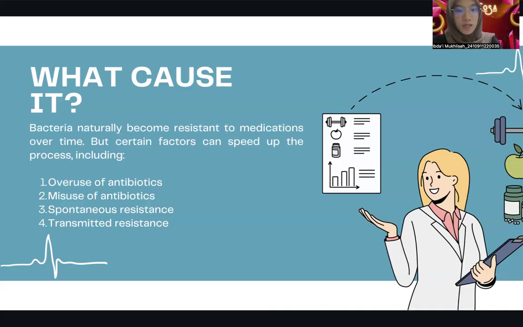And the next one, the fourth one, is transmitted resistance. This type of resistance is acquired through horizontal gene transfer, where resistant traits are shared between bacteria. This process allows even unrelated bacterial species to gain resistance genes, leading to widespread dissemination. The mechanisms of transmitted resistance include conjugation, which is the direct transfer of resistance genes via plasmids or small DNA molecules during physical contact between bacteria. The next one is transformation, which is the uptake and incorporation of free DNA fragments containing resistance genes from the environment. And the third one is transduction, which is the transfer of resistance genes via bacteriophages, viruses that infect bacteria. And the next slide would be explained by my friend.